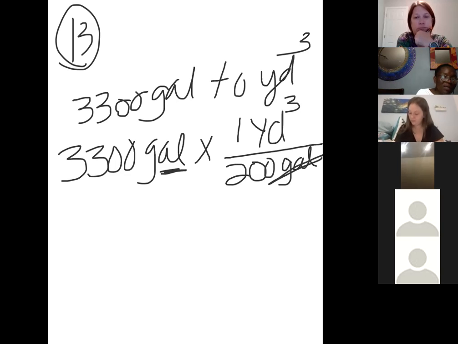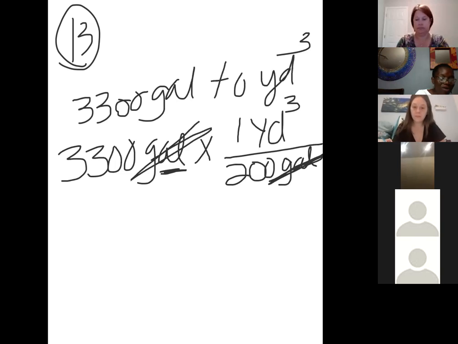So we eliminate the gallons, and then we simply take the 3,300 divided by 200 and keep the cubic yards to get your answer. So take your calculator, 3,300 divided by 200, guys. That'll give you approximately 16 point what? You see how the 200 is in the denominator and the 3,300 is in the numerator? You're going to have to divide them.